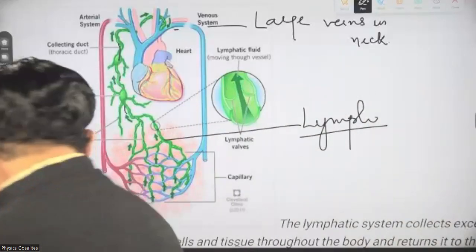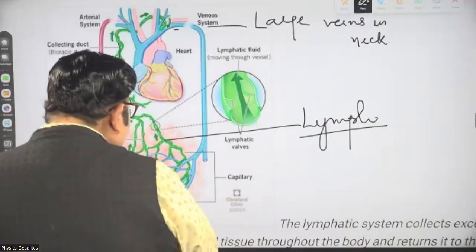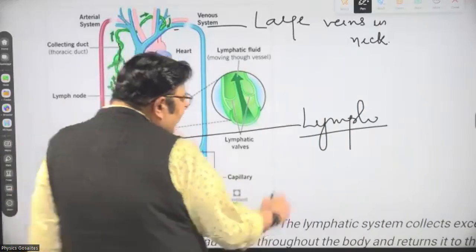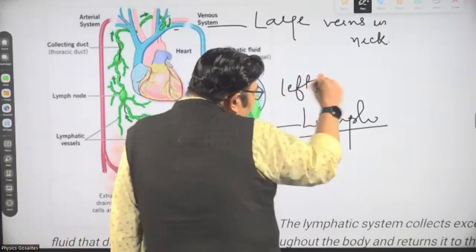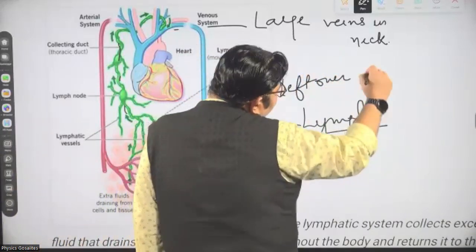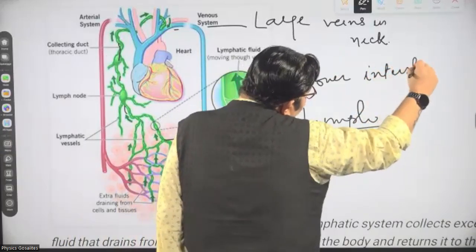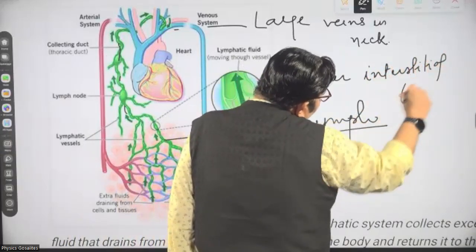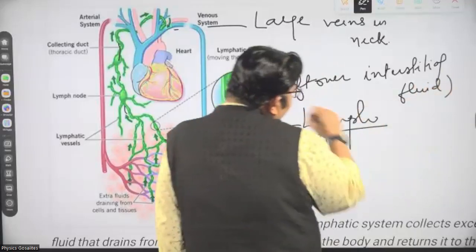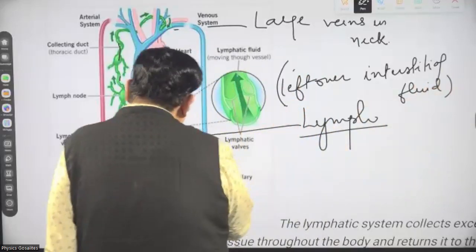Yes, it is interstitial fluid. Perfect. It is interstitial fluid only. It is a leftover interstitial fluid that enters into these green capillaries.